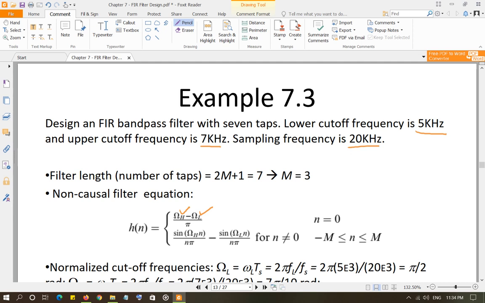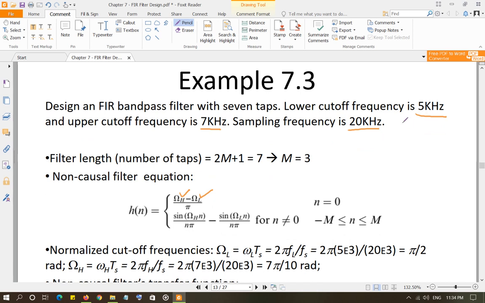Now remember, when you plot the frequency response, then you only have to plot up to what? Fs by 2, which is 10 kilohertz. So the frequency response of your filter should be within 10 kilohertz, and it will be within 10 kilohertz since the upper cutoff frequency is 7 kilohertz. So it should not exceed 10 kilohertz. So it's going to be something like this, right?